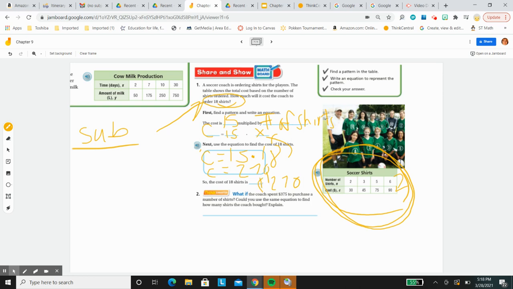All right, boys and girls, today we looked for a pattern from the X to the Y, or from the independent to the dependent, whichever table we had, to write an equation.